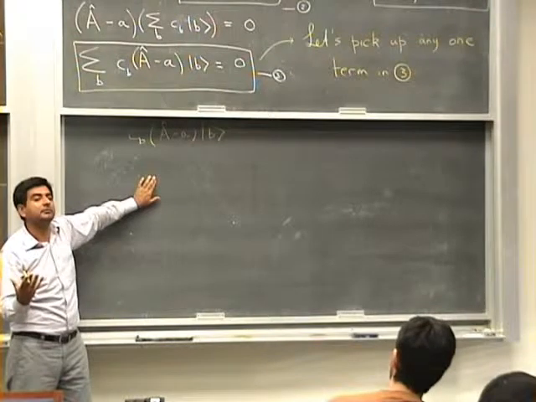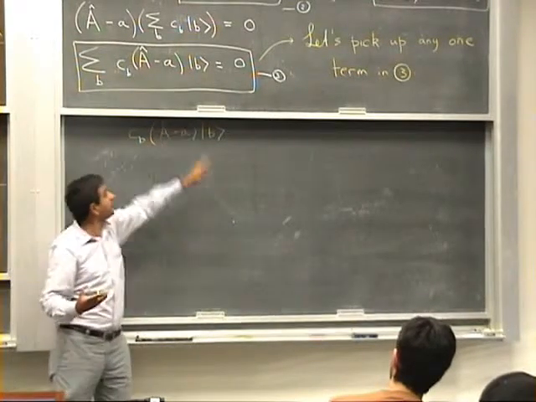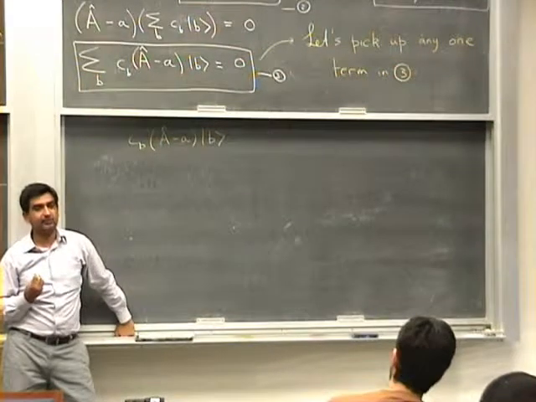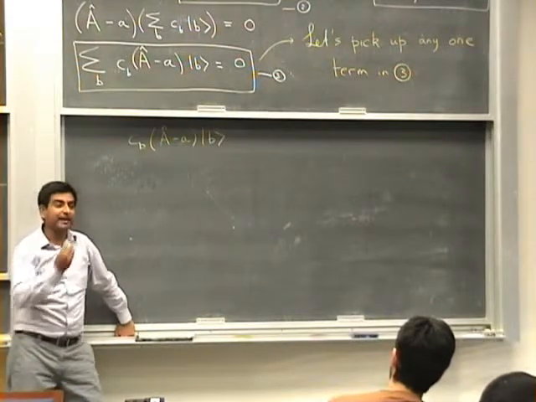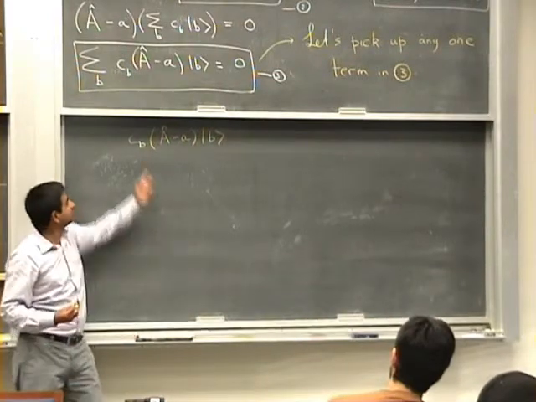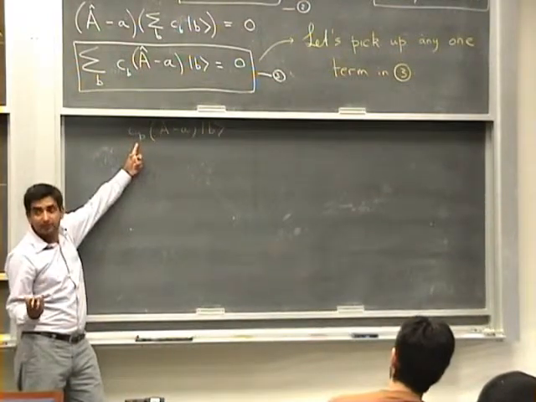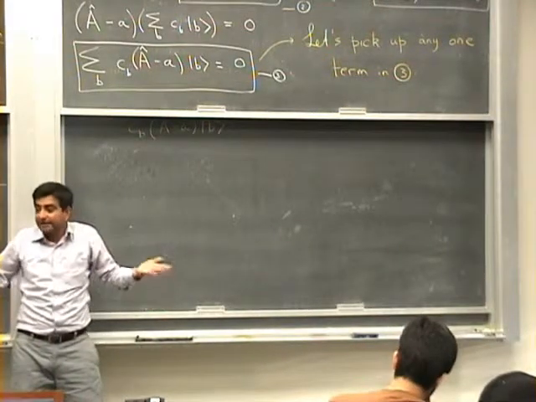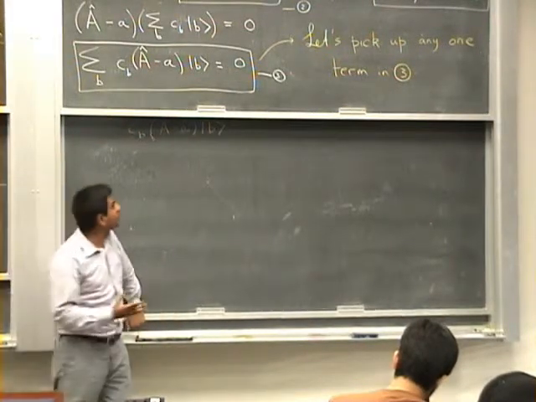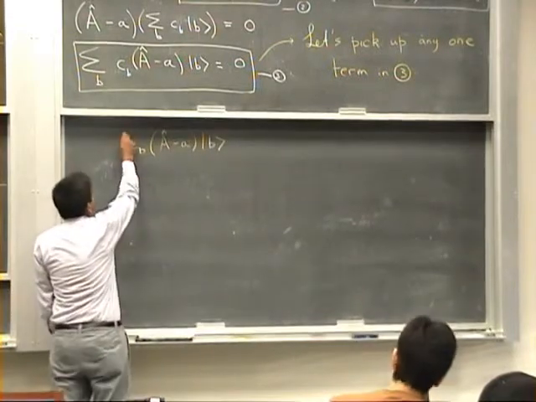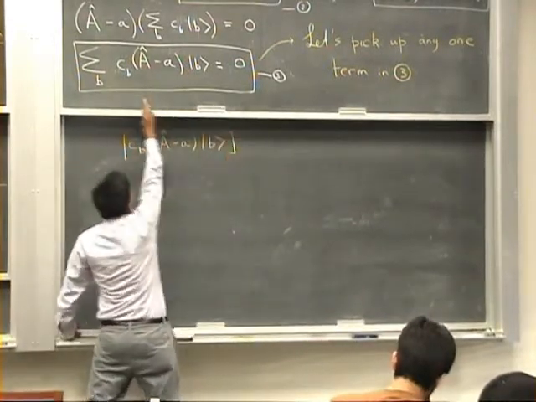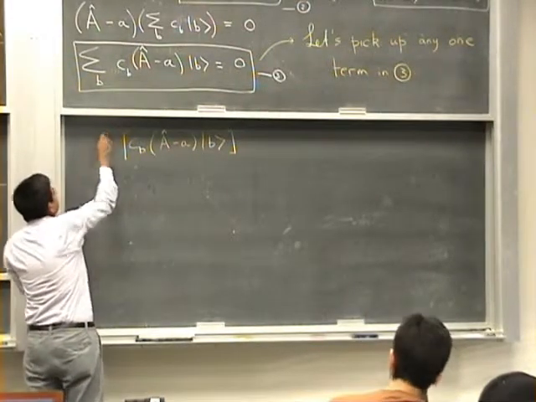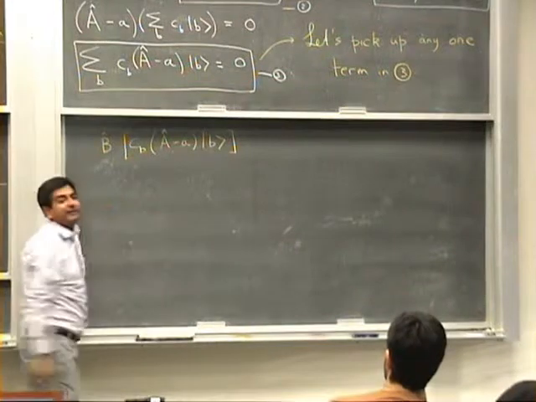Ali? ये पूरी टर्म एक ऑपरेटर है या एक कैट है या स्टेट है? It's a state because an operator is acting on a state to give you a new state, and this is just a benign number. So this is just some ket. Okay, it's some state. Now what we would like to do, we have picked up one ket. Inside this summation, I would like to make the operator B act on this ket.